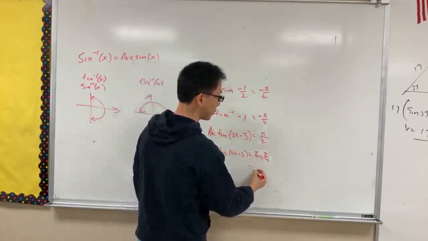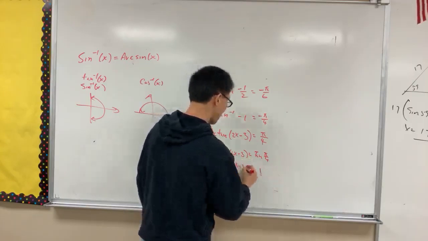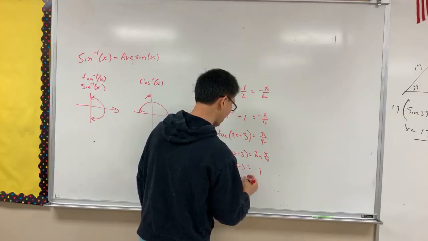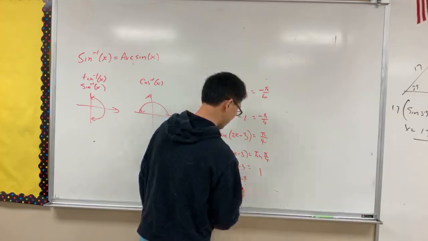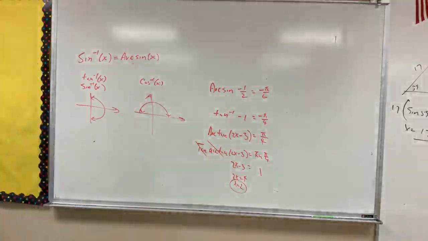So tangent of pi over 4, we already know is what? 1. So it'll be 2x minus 3 equals 1. 2x equals 4. x is equal to 2. So that's going to be that way. x is equal to 2.